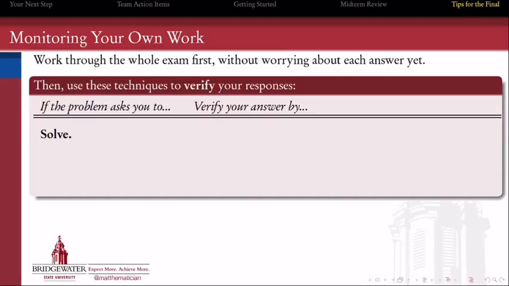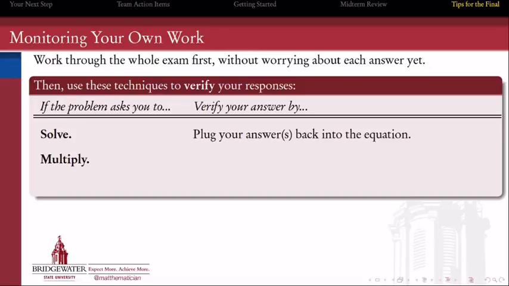So any problem that asks you to solve, again, you're going to get some number for your answer that is supposed to satisfy the original equation that you were given. So to verify your answer in a problem that asks you to solve, all you have to do is plug your answer back into the original equation. Right? So just take the moment and put it back into the original equation and see if it balances both sides. So that's how we'll check our answers to question number 1.